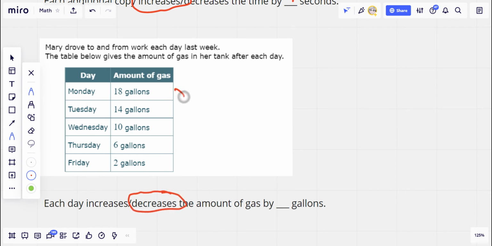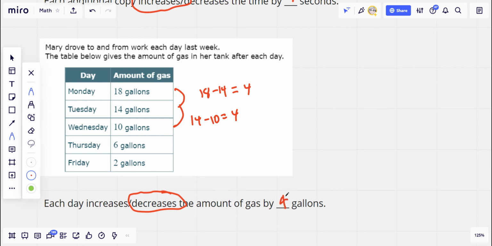And how much does it go down by every day? Well, 18 minus 14 would be 4. 14 minus 10 would be 4. And we could go on checking them all. They're all going to be 4. So it decreases the amount of gas by 4 gallons.